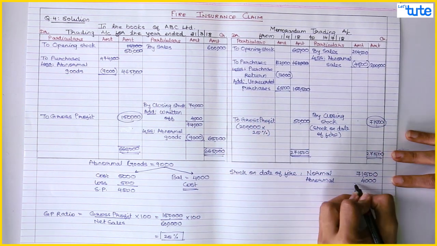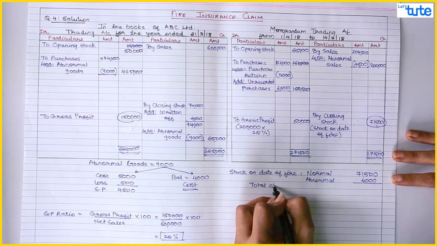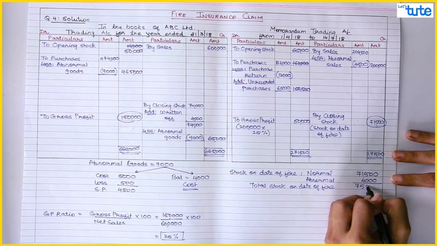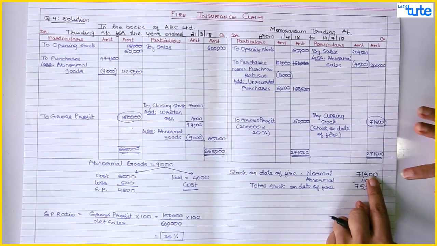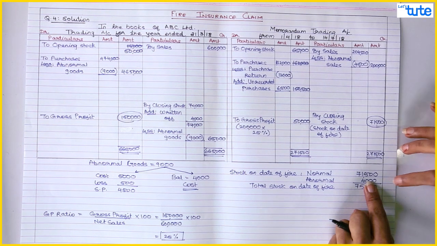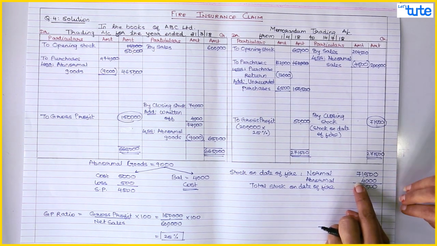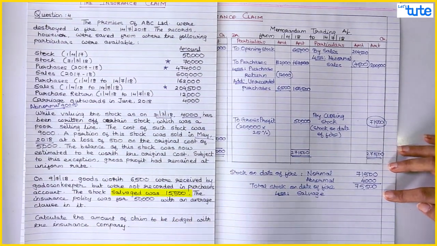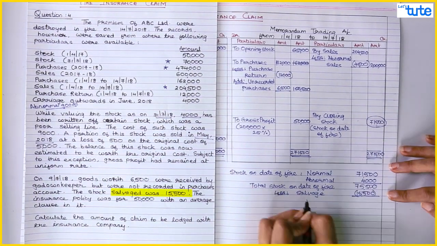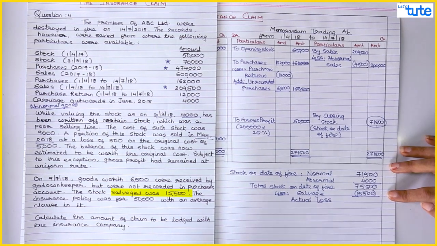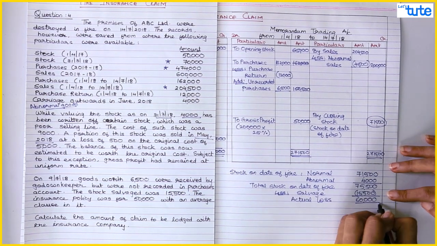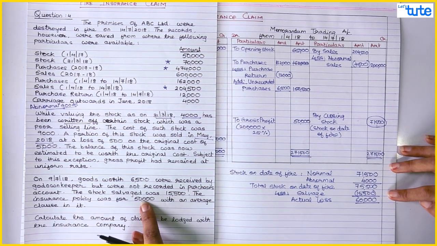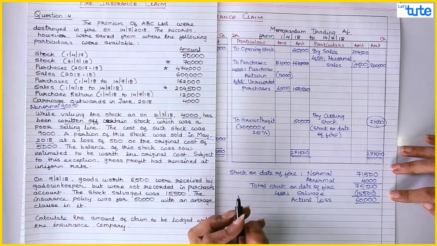So total stock on date of fire is 75,500. 71,500, that is your normal goods, but 4,000 is abnormal goods also, which were there at the place of fire, less salvage. Salvage is given as, the stock salvage was 15,500. So your actual loss, 75,500 minus 15,500 is 60,000. This is your actual loss, and the insurance policy is for 50,000 with an average clause. So you'll have to apply average clause.